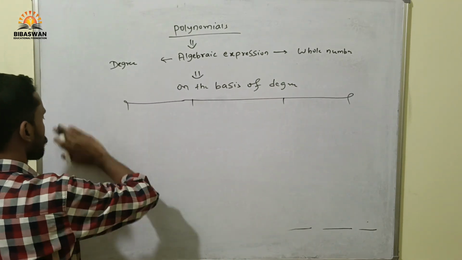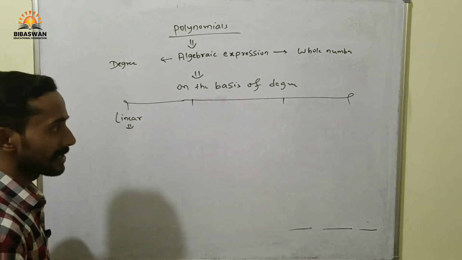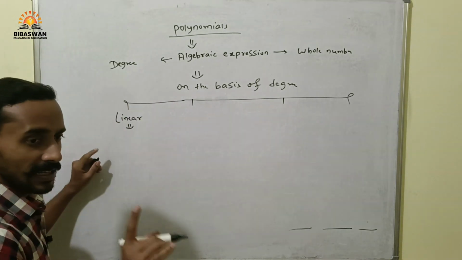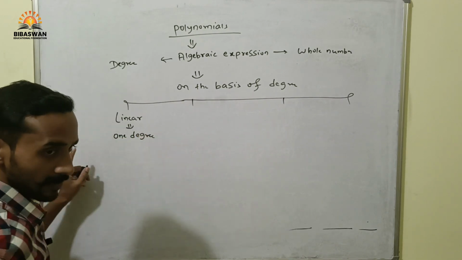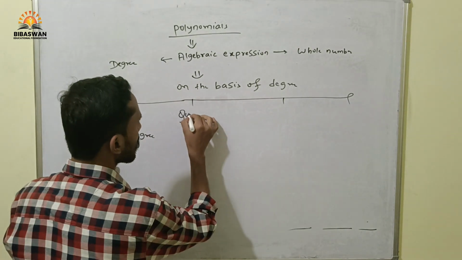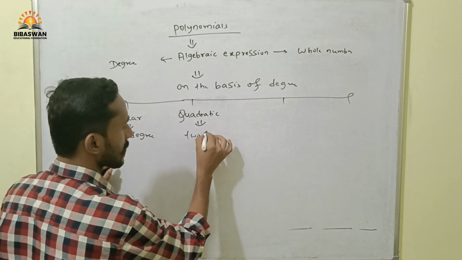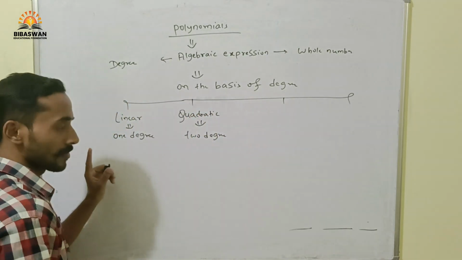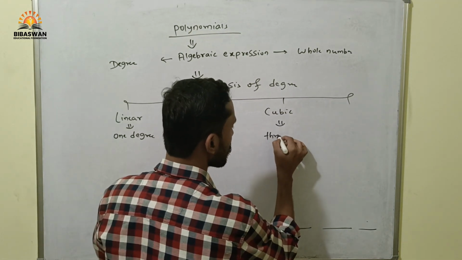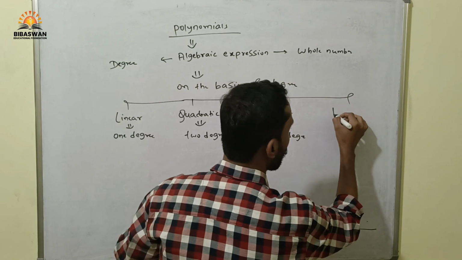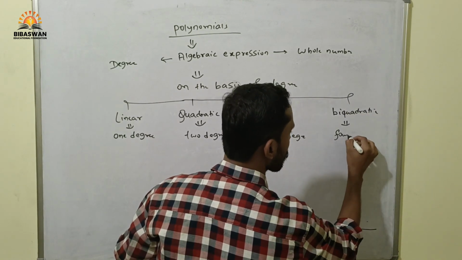The first part is linear polynomial. Linear polynomial means the polynomial which has 1 degree. Okay. Now the second one is quadratic polynomial. The polynomial which has 2 degree. Now cubic. Cubic polynomial means polynomial which has 3 degree. And biquadratic. Biquadratic has 4 degree.